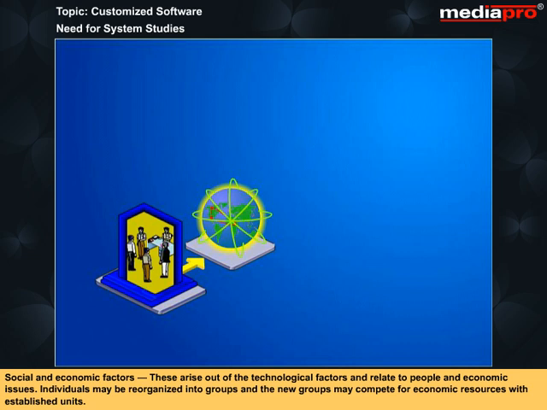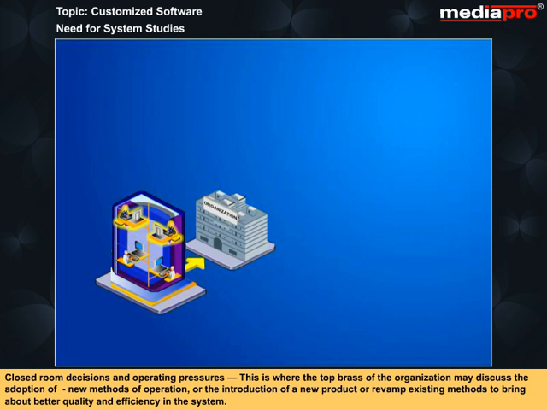Social and economic factors. These arise out of the technological factors and relate to the people and economic issues. Individuals may be reorganized into groups, and the new groups may compete for economic resources with established units. Closed room decisions and operating pressures. This is where the top brass of the organization may discuss the adoption of new methods of operation or the introduction of a new product or revamp existing methods to bring about better quality and efficiency in the system.